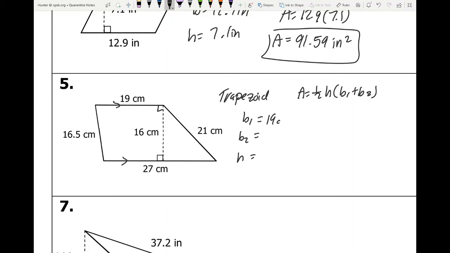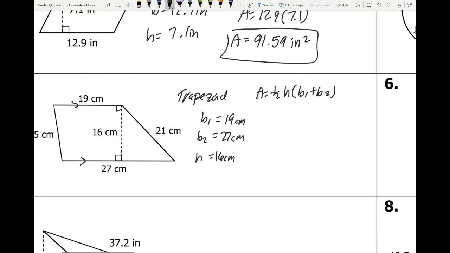So I'm just going to say B1 is 19 centimeters, B2 is 27 centimeters. Our height is this dotted line in the middle, which is 16 centimeters. So put this all in our formula to get our answer. A is equal to 1/2 times 16 times 19 plus 27. I'm going to put all that in my calculator just like that. And when I press enter, I get that the area is 368, and then this is centimeters squared.